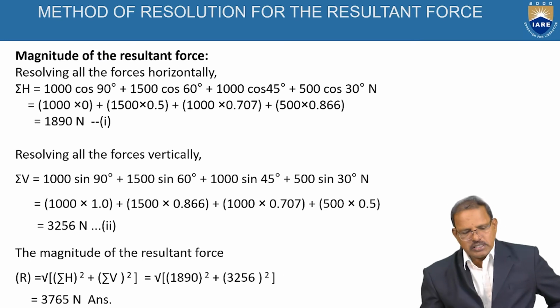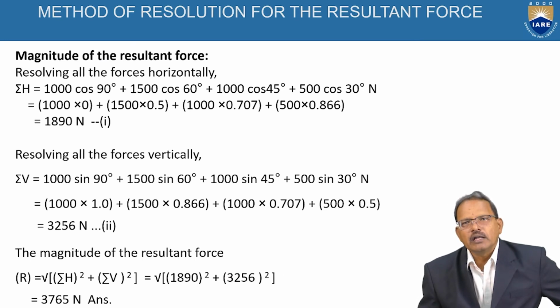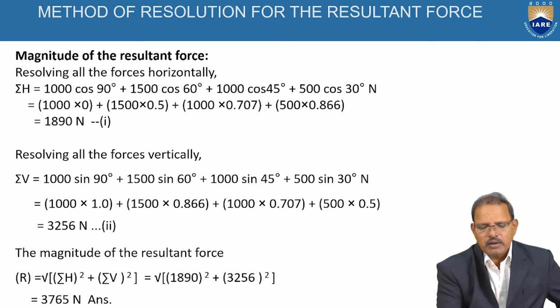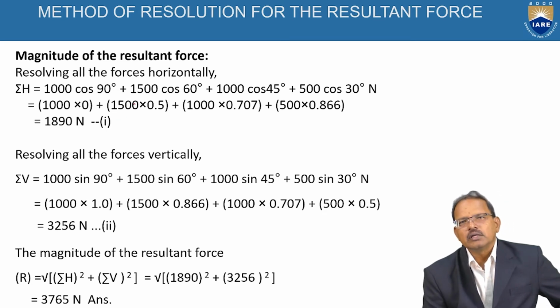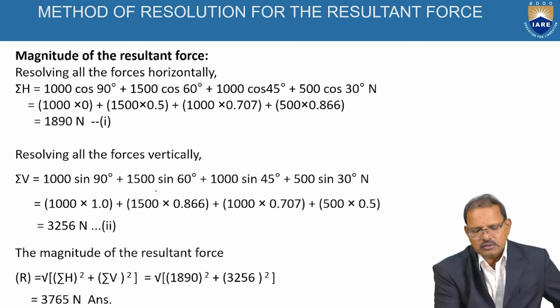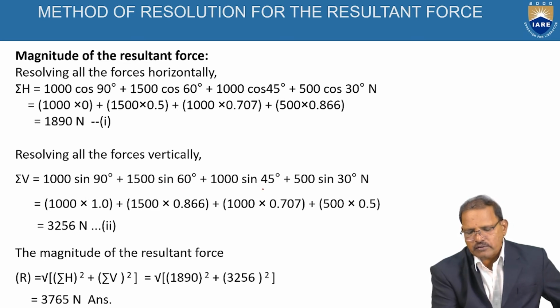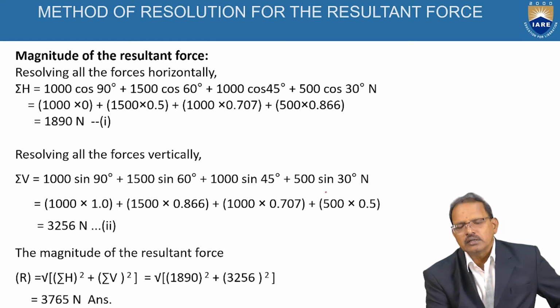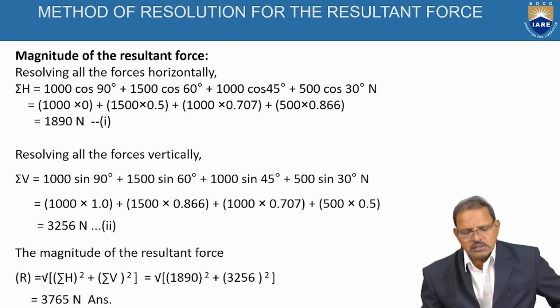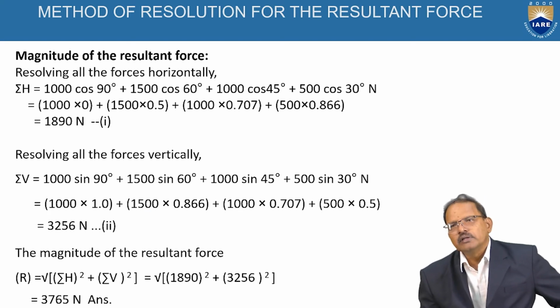Now I am taking the problem once again. The magnitude of the resultant force we have determined. Resolving all the forces in horizontal directions, sigma H, we got 1890 newtons. Just after resolving all the forces vertically, that is 1000 plus 1500 sin 60 plus 1000 sin 45 plus 500 sin 30, all are acting in downward directions, hence it is equal to 3256. We got it after substituting the values of sin 90, sin 60, sin 45 and sin 30 degrees.